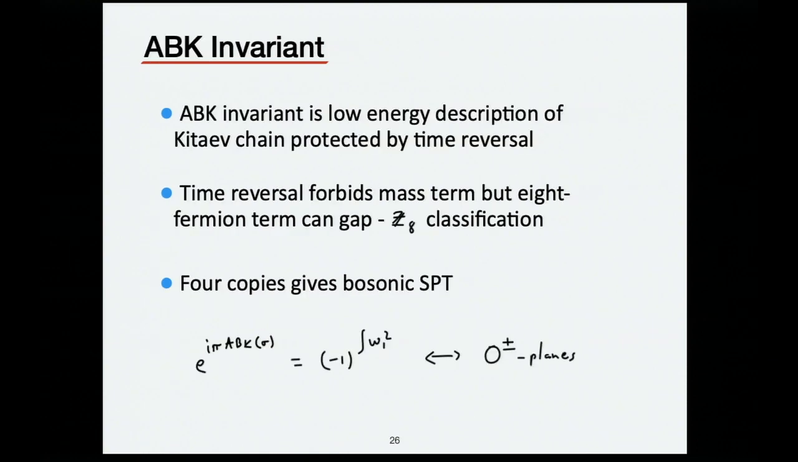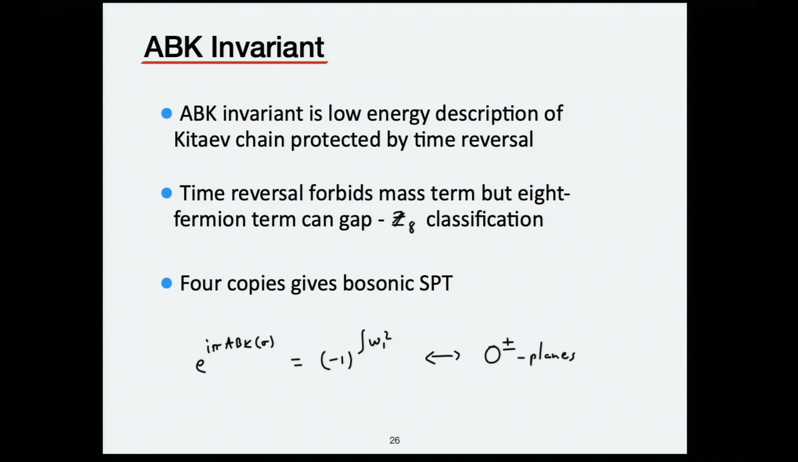So what is this ABK invariant? This is the low energy description of the Kitaev chain protected by time reversal. So again, this is some TQFT. And we know that time reversal forbids a mass term that we usually use to gap the ordinary Kitaev chain, but there is some fermion interaction term that can gap the chain, and that corresponds to the Z8 classification.